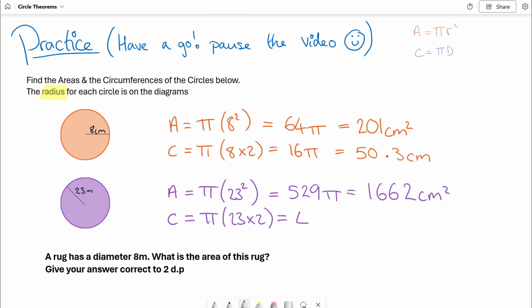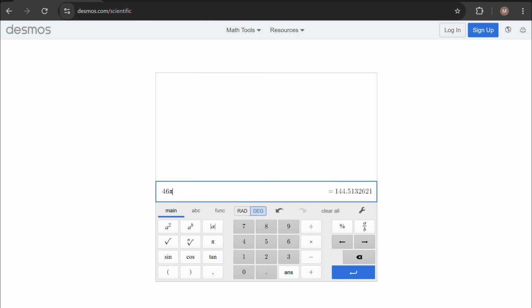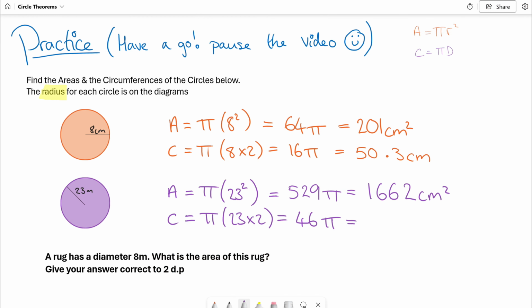And now we're going to do the circumference, which is pi d, which is 23 times 2, which is 46 pi. And now we're going to just plug it into the calculator. And just to show you, we can do 23 times 2 pi, and you get the same answer. So it doesn't matter how you put it in the calculator. So that is equal to 144.5 centimeters. No squared. Cool.